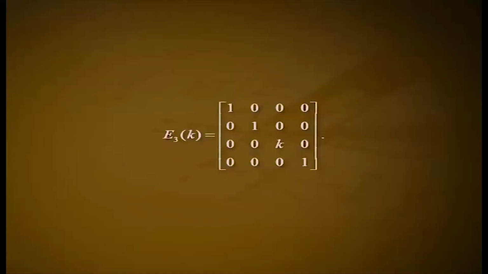Example 2. Obtain E3(k) for the 4 square identity matrix. Solution. Multiplying the third row of the 4 square matrix 1 0 0 0, 0 1 0 0, 0 0 1 0, 0 0 0 1 by k, we obtain E3(k) equal to 1 0 0 0, 0 1 0 0, 0 0 k 0, 0 0 0 1.